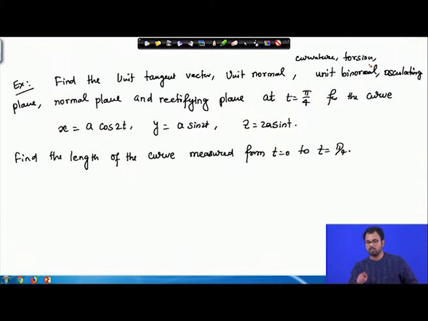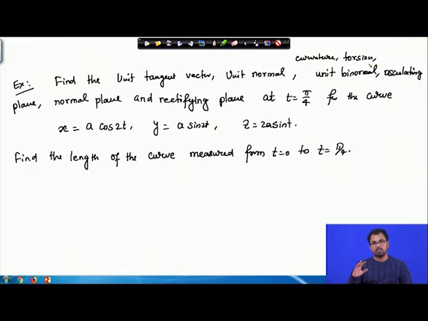Calculate unit tangent vector, unit normal, unit binormal, curvature, torsion, osculating plane, normal plane, rectifying plane at t equals pi by 4. So, now you need all those derivatives, and once you have those derivatives, you can calculate curvature and torsion by using that r dot cross r double dot and r triple dot formula. So, use that formula to calculate the curvature and the torsion. And then from dr/dt, we can calculate our unit tangent vector by dividing it with its magnitude, r dot. From there, we can calculate binormal and normal, using n equals b cross t or whatever it is.